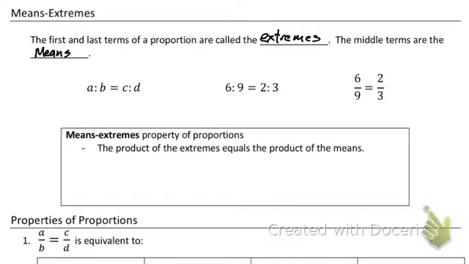So in our first example, if I have A to B equals C to D, that's a proportion. Our first and last terms, A and D, are called our extremes. And the middle two, B and C, are called our means.